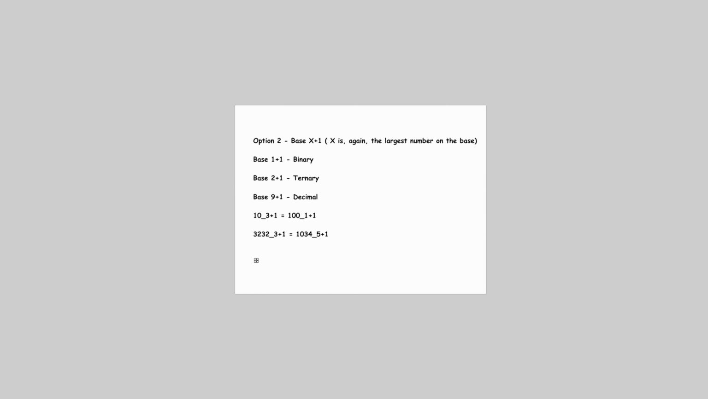X continues to be the largest number in the base, which means base 1 plus 1 is binary, 2 plus 1 is ternary, 9 plus 1 is decimal. Firstly, this fixes one of the issues. 1 plus 1 is 2, so even if you don't like this, you're just gonna evaluate in your mind, oh, base 1 plus 1 is gonna be base 2. This solves this, but this has another disadvantage, which is the fact that it uses like plus 1, which are 2 extra digits.